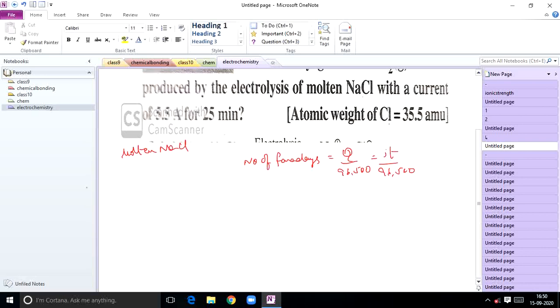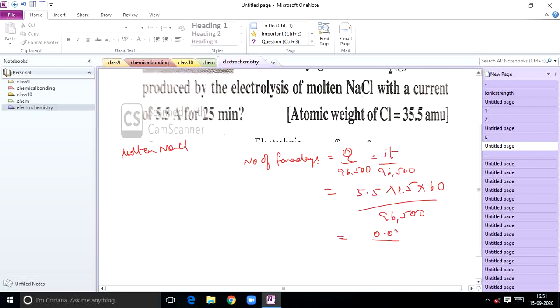Now to substitute here, I value how much students? Current value 5.5, and time value 25 minutes means 25 into 60 seconds by 96,500. You calculate this one and you will get number of Faradays 0.085 Faraday.